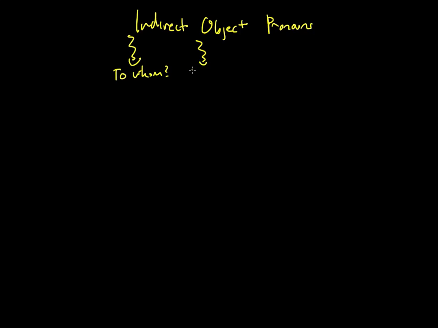Let's take a look at how to use indirect object pronouns. And indirect object pronouns will answer one of two questions. The first question is to whom, and the second question could be for whom. Okay? The other thing we need to take into account is indirect object pronouns tell us who receives the direct object in a sentence.